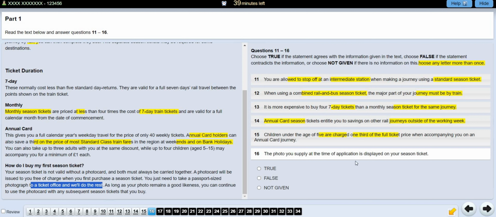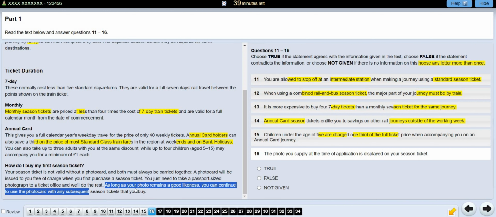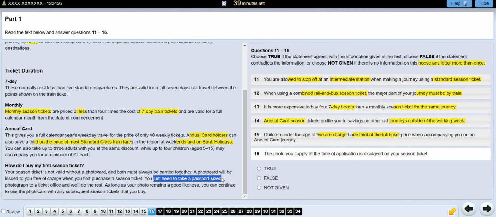The photo you supply at the time of application: they are not talking about the application. As long as your photo remains a good likeness, you can continue to use the photo card with the subsequent tickets you buy. So they are saying you need to take a passport size photograph to the ticket office and we'll do the rest, but they're not talking about the time of application. Since we have given everything true, it's probably not given. This sounds like the statement is given, but I'm talking about the time of application.